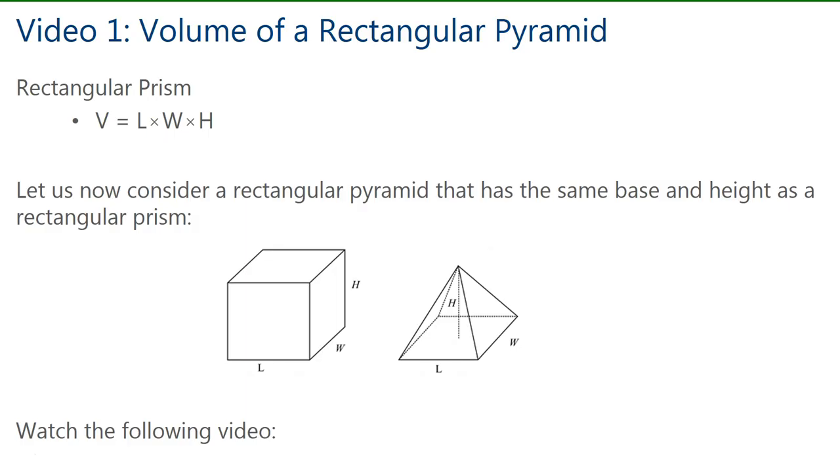Now let us consider a rectangular pyramid that has the same base and height as a rectangular prism. On the left we have a prism with a length, a width and a height, and on the right we have a pyramid that has the same length, the same width, and the same height as the prism on the left. Now we're going to watch a video where we see a teacher in Lake Millville who gets his class to figure out the relationship between these two objects. So let's have a look.